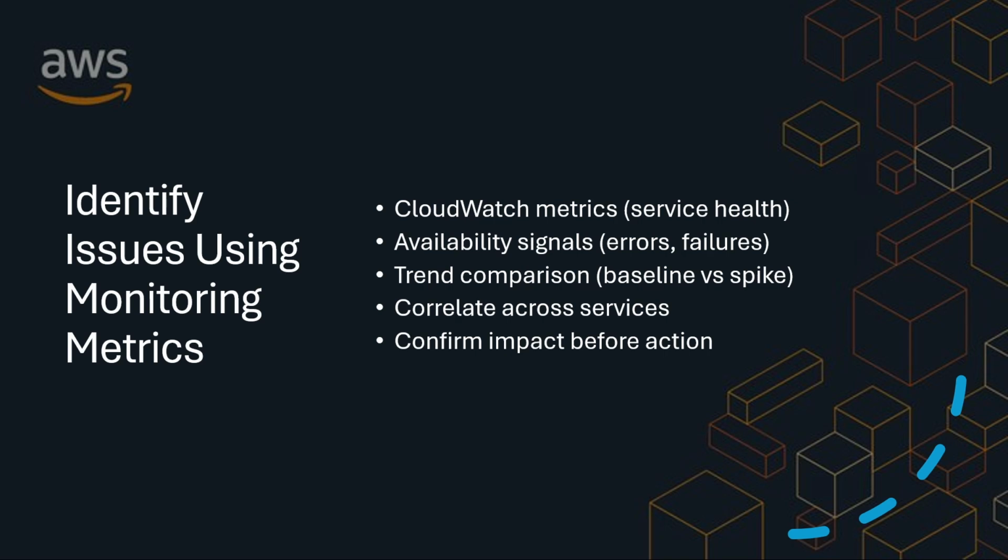So the first step is identification. That is, look at the CloudWatch metrics and availability signals to confirm something is wrong. A key CloudOps habit is comparing the current behavior with the baseline trends. Don't react to one data point. Confirm the impact and correlate across related services before taking any action.